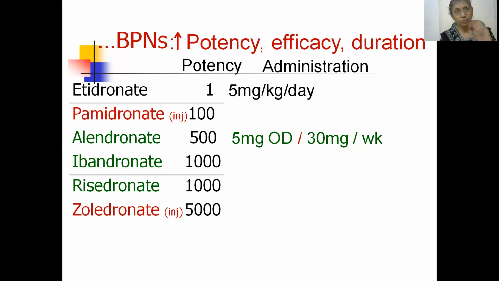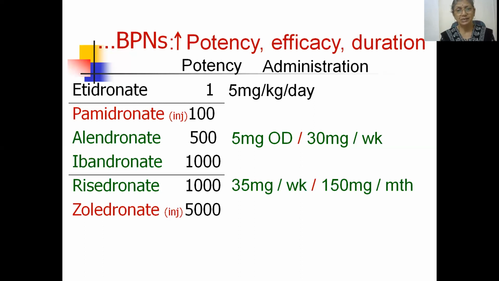Alendronate is total dose 5 milligrams once a day or 30 milligrams once a week. Because it is longer acting as well, you can also afford to give it just once a week. Risedronate, you can see, can be given 35 milligrams once a week or 150 milligrams per month. So you can see the duration is also increasing, whereas zoledronate can be given as an injection just once a year. So the potency is increased, so amount required is reduced, and duration is increased, so frequency of administration is reduced.